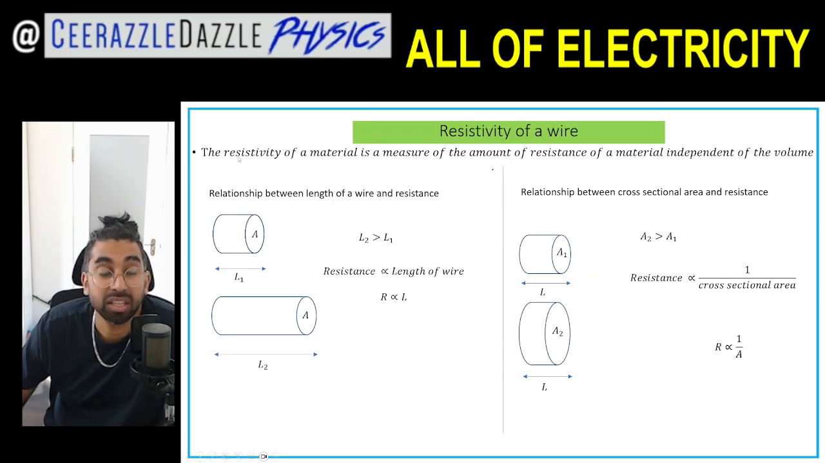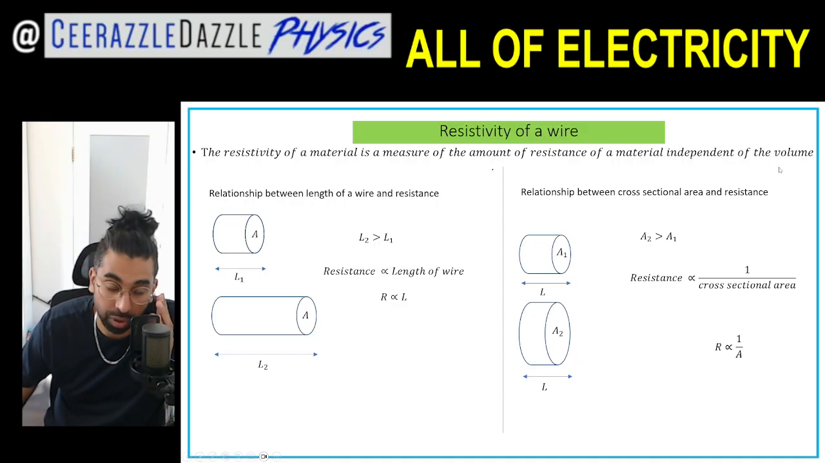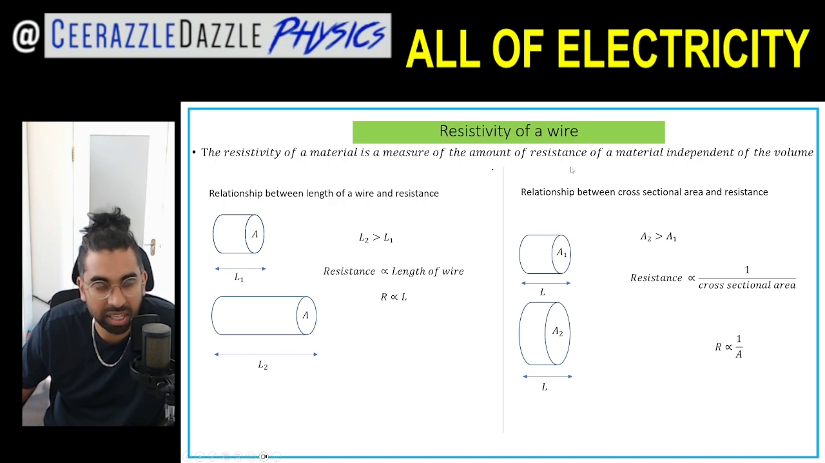Resistivity of a wire. The resistivity of a material is a measure of the amount of resistance of a material independent of the volume of the material itself. So it's a measure of its resistance independent of the volume. We'll derive it and then we can look at it in a bit more detail.